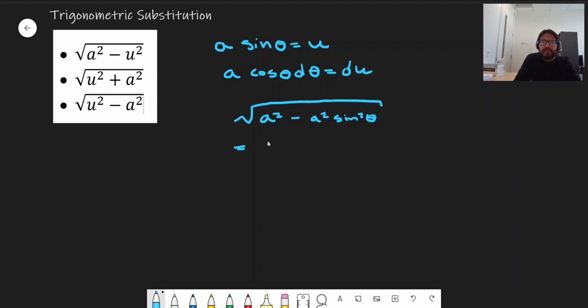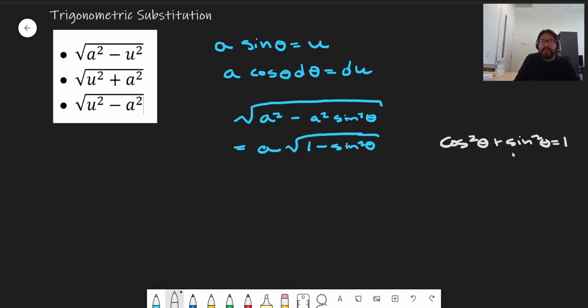Now, in this case, you end up with an a, but you also end up with the square root of 1 minus sine squared theta. Now, using the identity that cosine squared theta plus sine squared theta is equal to 1, you can say that this is equal to cosine squared. What that means is that you're taking the square root of cosine squared, so that is equal to cosine of theta. Now, that tells you that a cosine theta is equal to a squared minus u squared raised to the 1/2.